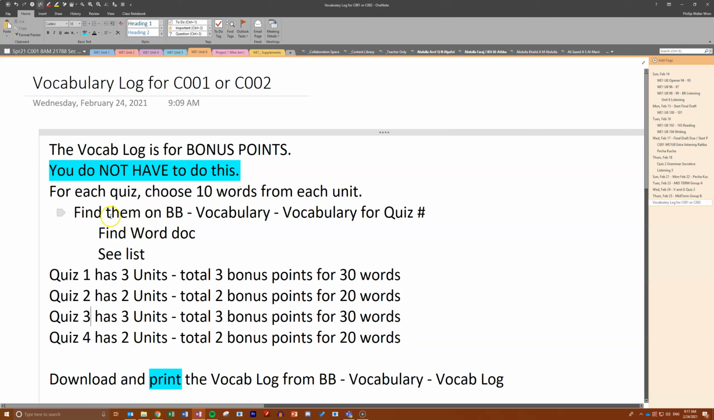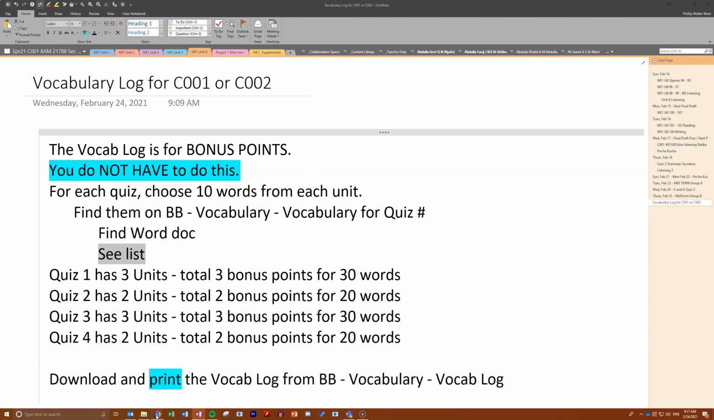To find these vocabulary words, you can find them on Blackboard. Vocabulary. Vocabulary for quiz number. There is a Word document, and in that Word document, there is a list of that vocabulary. Let's have a look. Come to Blackboard.